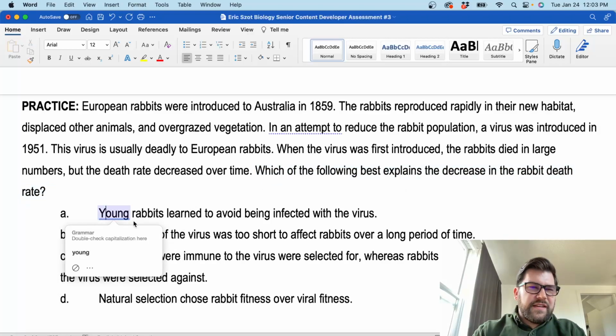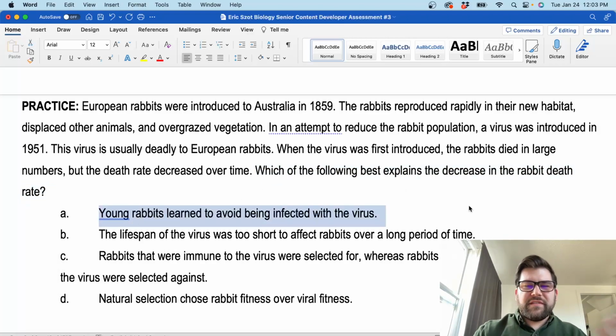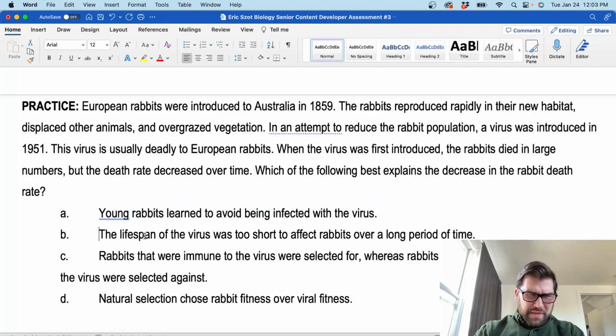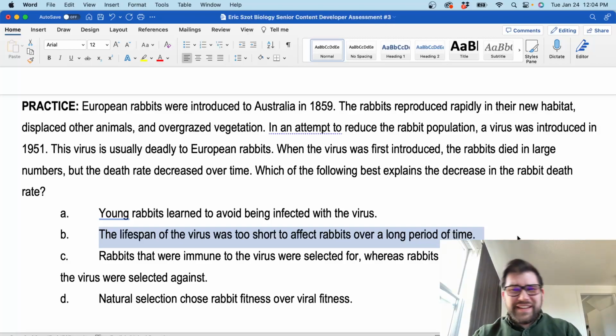So A, rabbits avoid being infected. Okay, humans can't even always figure that out, so rabbits definitely aren't pulling it off. B, the lifespan of the virus is too short. Again, that's a little ambiguous. We have no information from the question to tell us that.